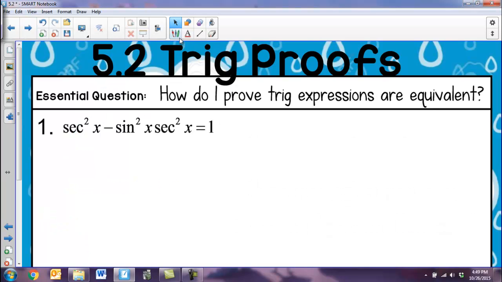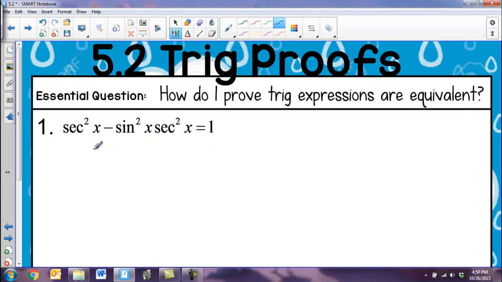The first one we are going to start with is this guy. Secant squared x minus sine squared x secant squared x equals 1. So again, you have to pick a side and stick with that side. My tip for you is to pick the more complicated side. I know I can write 1 a lot of different ways, but there's a lot more going on over here on the left side. So I'm going to go ahead and pick that complicated side.